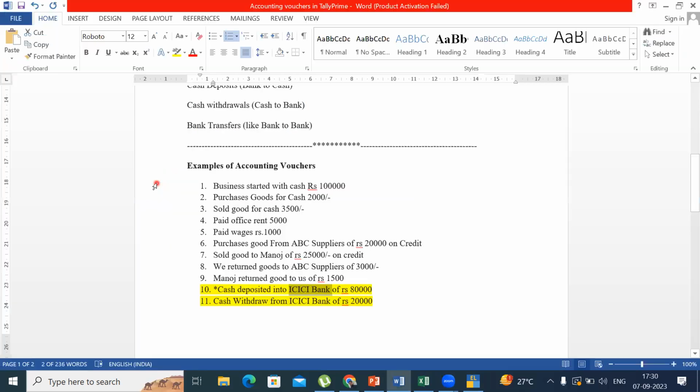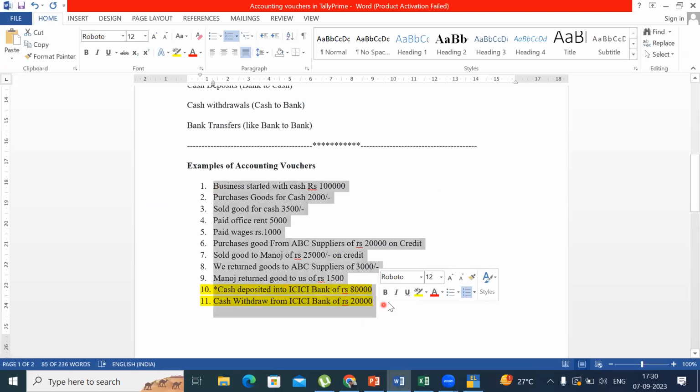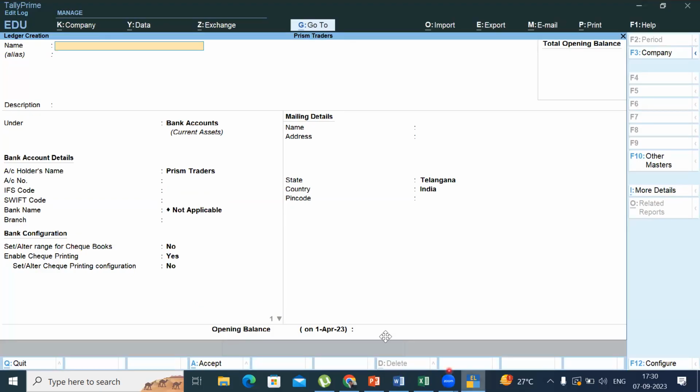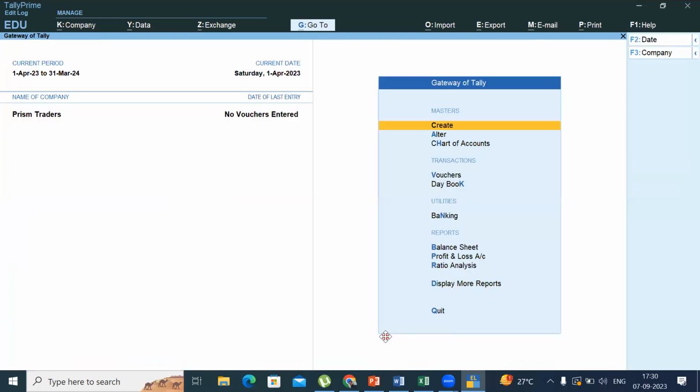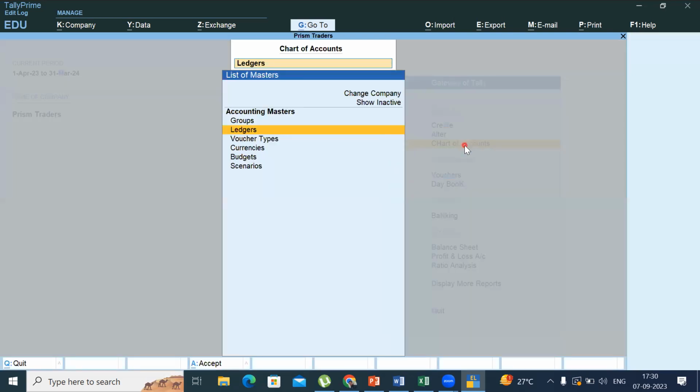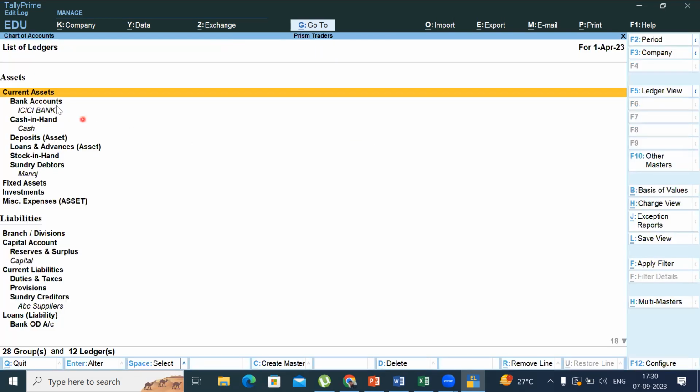So finished, guys. See how many of the 11 transactions we have done, with some of the ledgers. Suppose sometimes you make a mistake, or any corrections or modifications are needed. Just go back to the Gateway of Tally. This is called the Gateway of Tally. In the Gateway of Tally, if you want to change a ledger, delete a ledger, or make corrections, go to Chart of Accounts and click on Ledgers. See here, these are all the relevant ledgers.